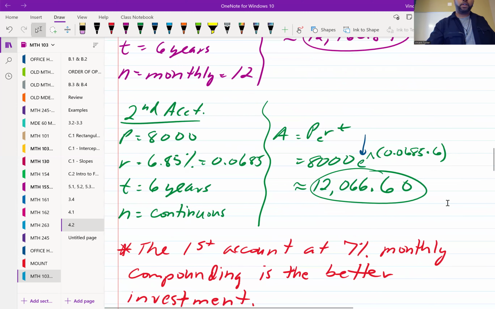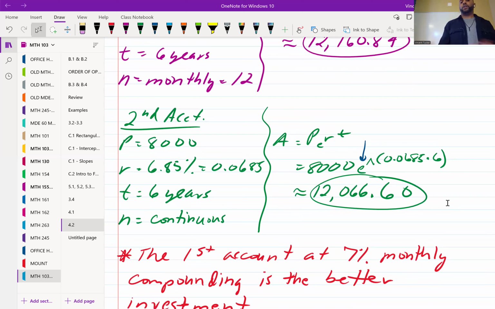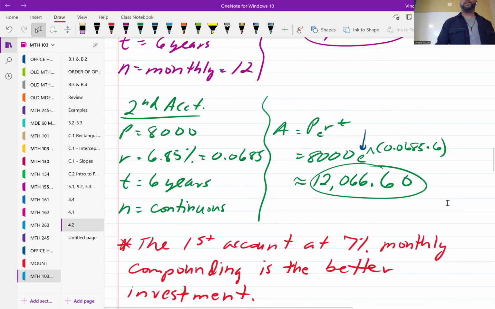So just wanted to give you a concluding statement. The first account at 7% monthly compounding is the better investment. All we did was compare the two values. The first account gave us 12,160, the second account gave us 12,066. So the first account gave us more money, which means that's the better investment.